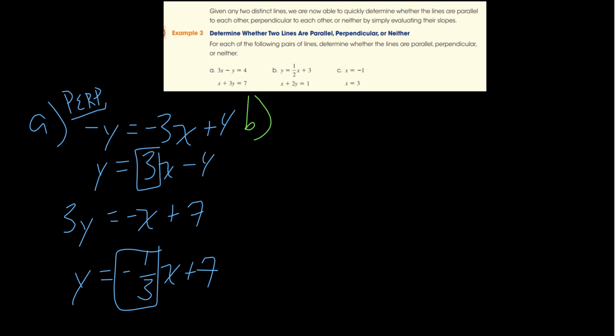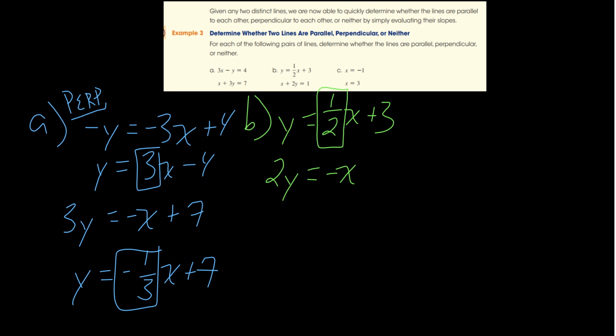Okay, and B. All right, heck yeah, B. B's already done a lot of my work for me, hasn't it? So I've got 1/2 x plus 3. So the slope here is just simply 1/2. Perfect. The next equation, I'm going to go ahead and subtract x from both sides. So I'm going to have 2y is equal to negative x plus 1.